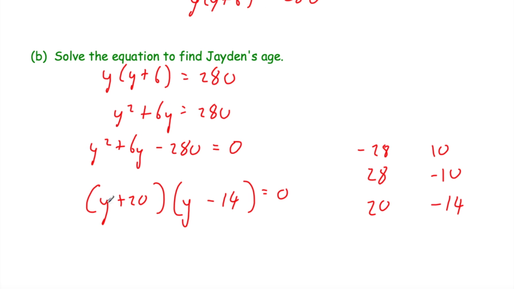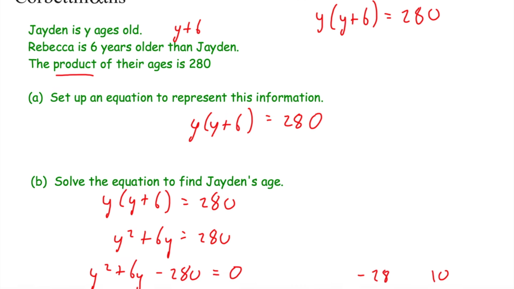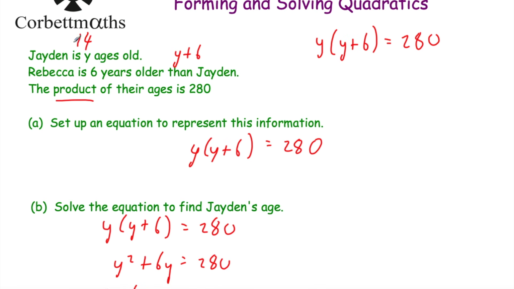If we look at this bracket, to make this bracket 0, y would be equal to negative 20, which isn't possible because remember y is Jaden's age. Or for this bracket, we're going to get that y is equal to 14 because 14 take away 14 is equal to 0. So in terms of this situation, negative 20 wouldn't work, and that means that Jaden would have to be 14 years old because obviously his age has to be positive. So he's 14 years old.